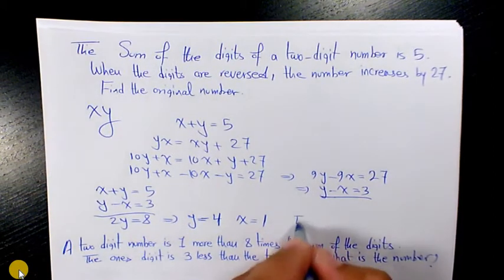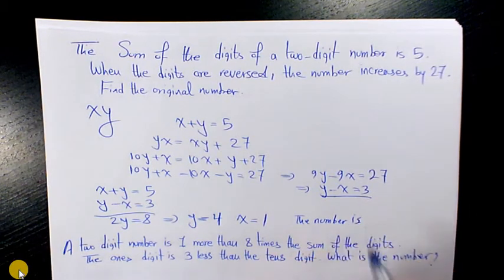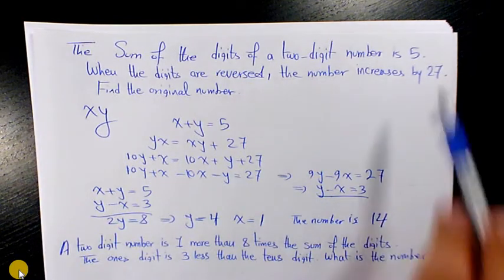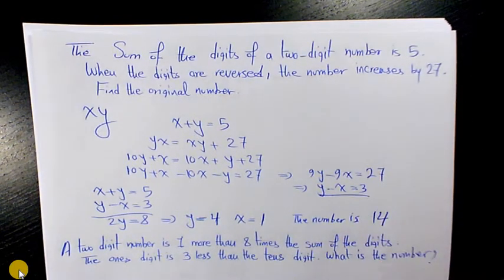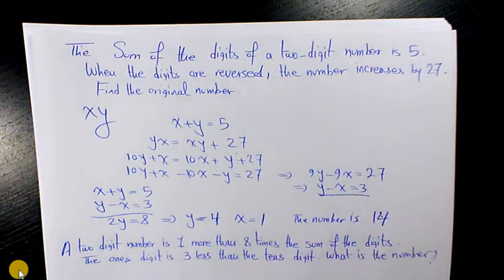So the number is 14. That makes sense because 1 plus 4 is going to be 5. And when you reverse it, it's going to be 41. And 41 minus 14 is going to be 27. Because it says when you reverse it, the number is increasing by 27.